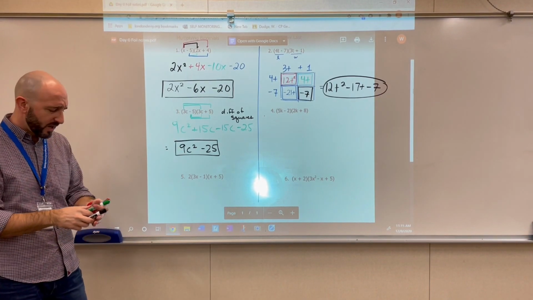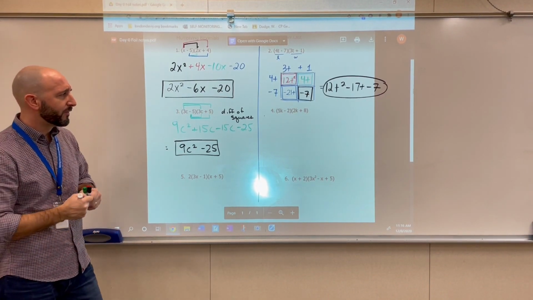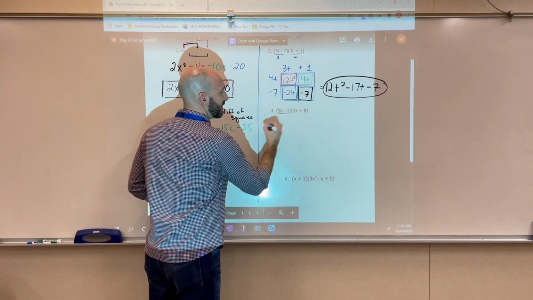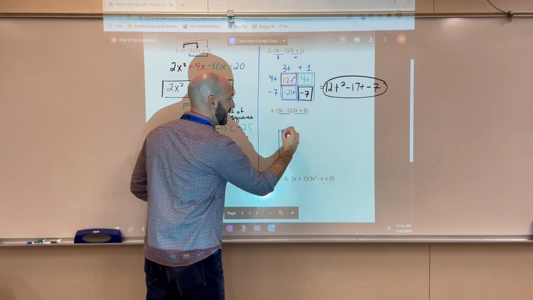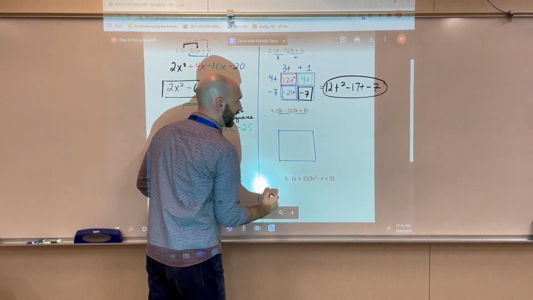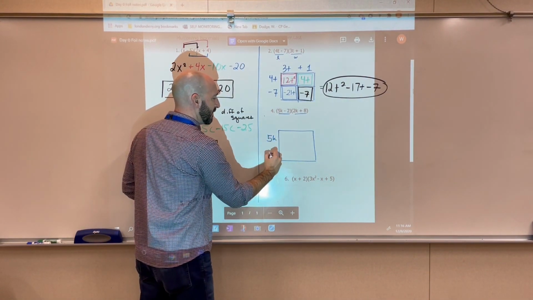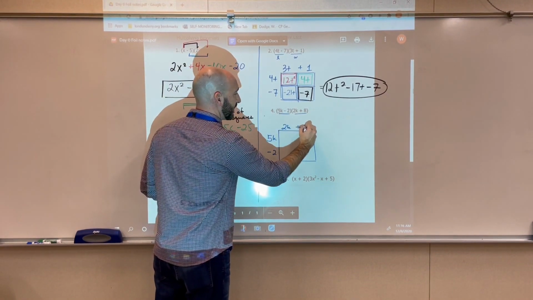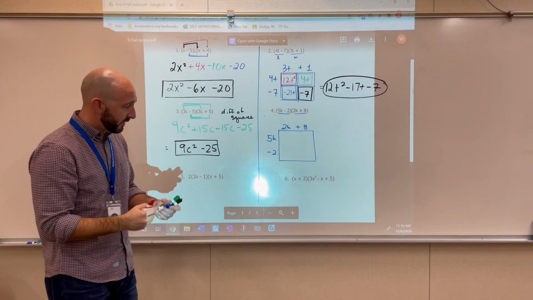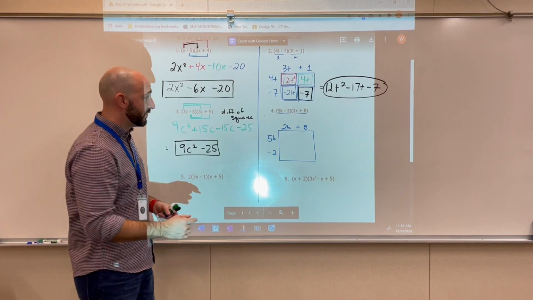All right, so again, let's try the area model on problem number 4. So again, I'm going to let this be the length and this be the width of the rectangles. So let's go ahead and label our rectangle. So 5k minus 2, that's the length. 2k plus 8 is the width. And now we're going to break that up into strips.